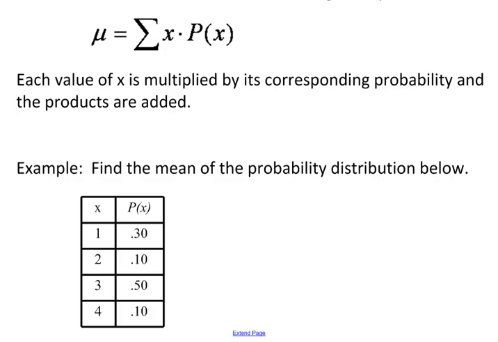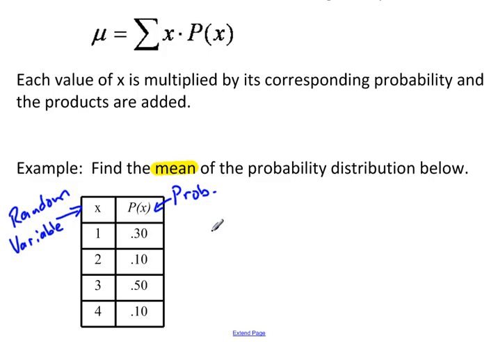Find the mean of the probability distribution below. So I've got my random variable x right here, and its corresponding probability over here. Probability is on this side. So let's go ahead and multiply each random variable times its probability.